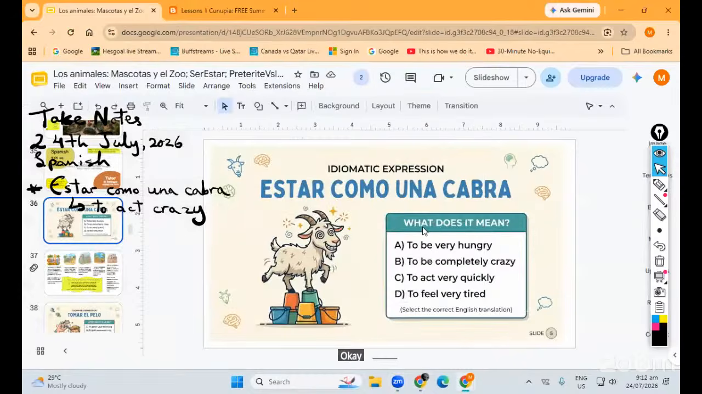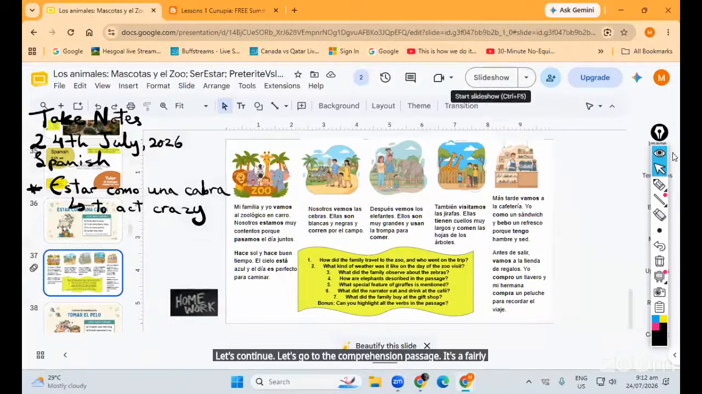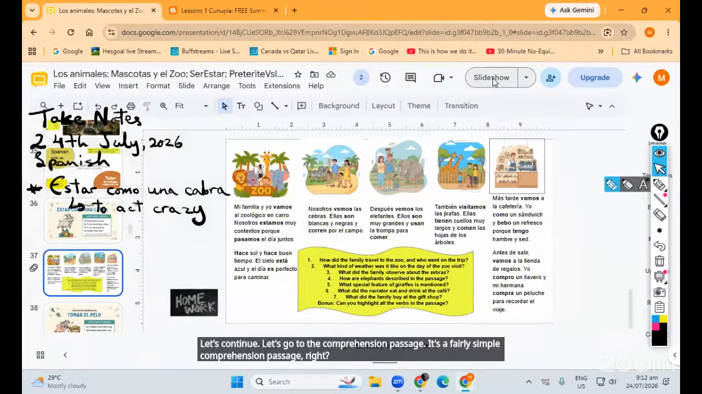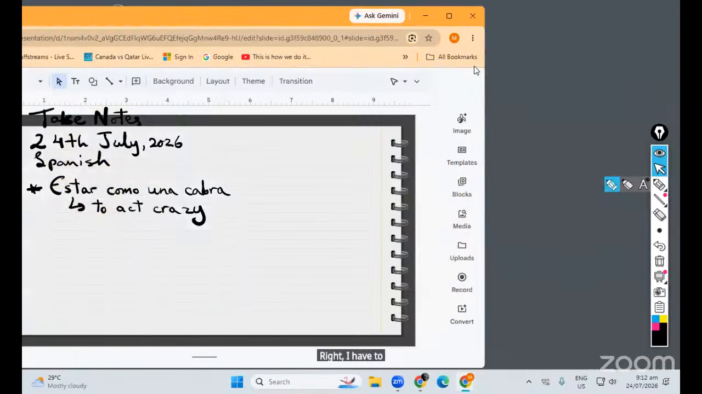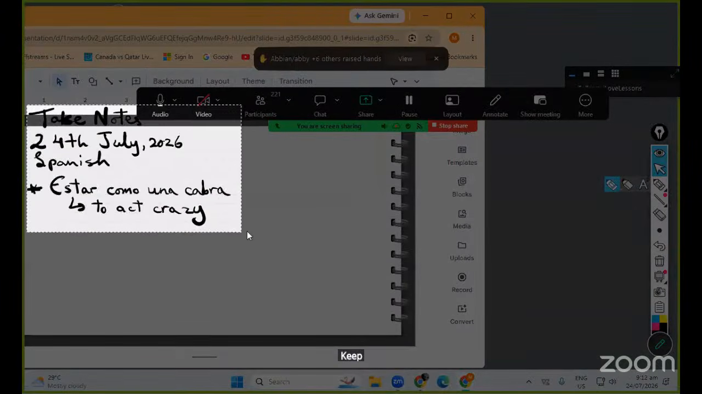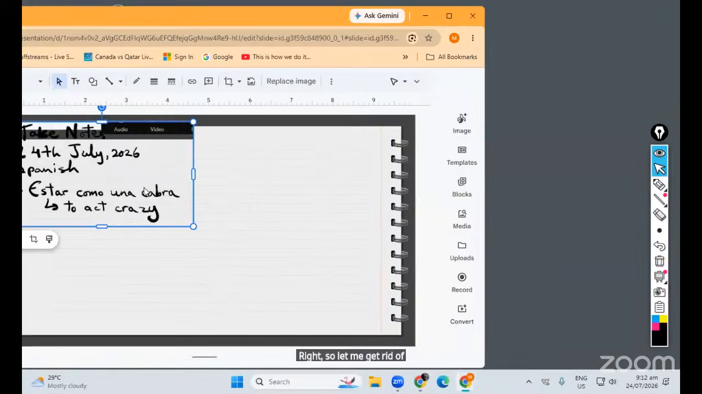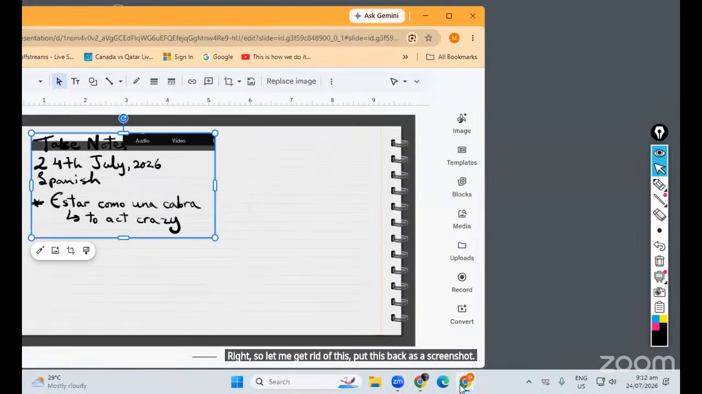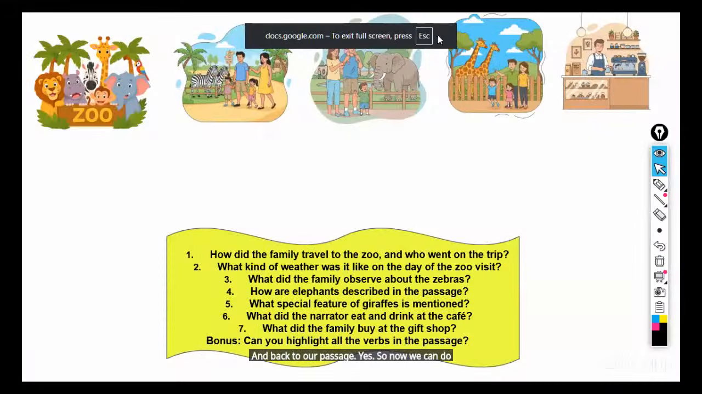Okay, let's continue. Let's go to the comprehension passage. It's a fairly simple comprehension passage, right? Now, let me see. I have to negotiate because I have to take a screenshot and keep this. So let me get rid of this, put this back as a screenshot, and back to our passage. Yes, so now we can do slideshow without the writing interrupting us.